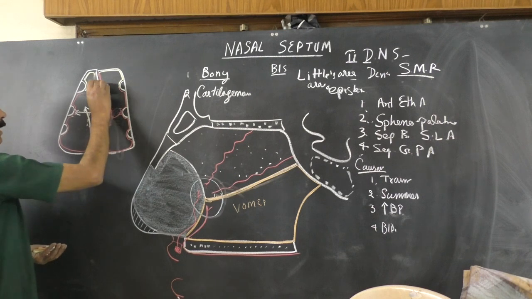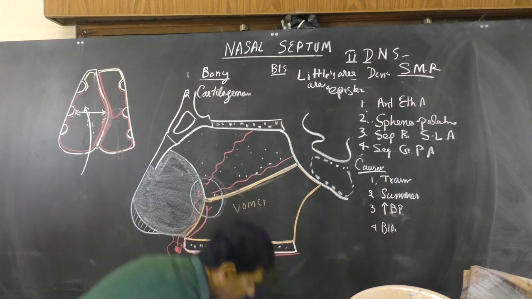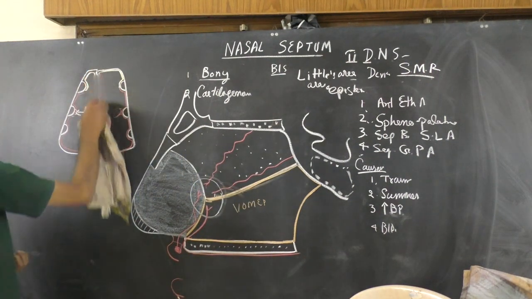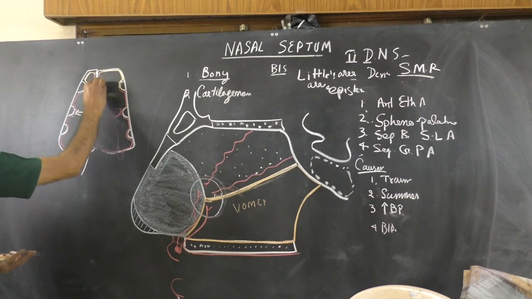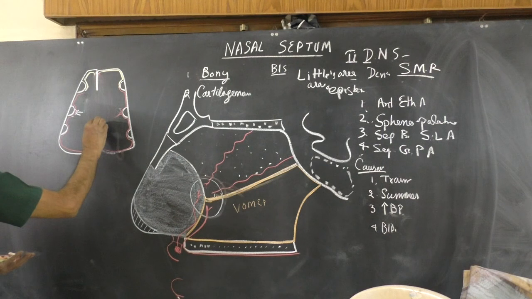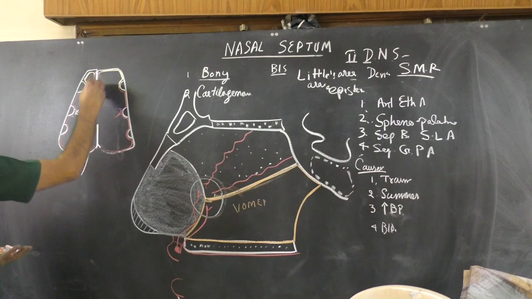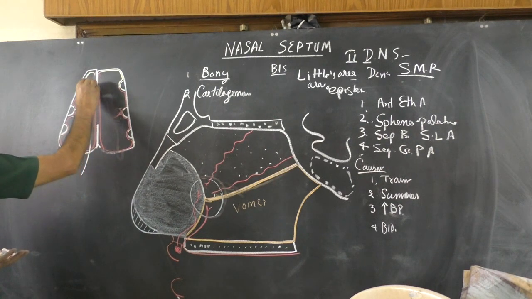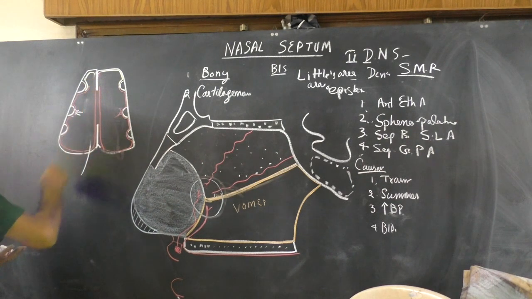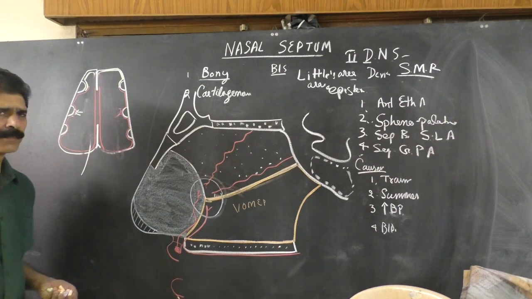So the tilted part of the bone is removed, and post-operatively the septum becomes vertical or straight in direction. We have resected the middle part of the nasal septum, and after a few months it is replaced by fibrous tissue, and the patient won't have any problem thereafter. So this is the post-operative position of the nasal septum. That's all.